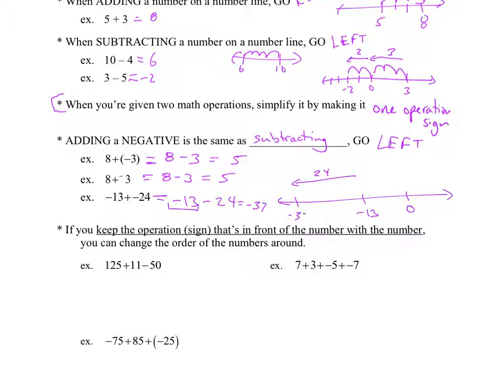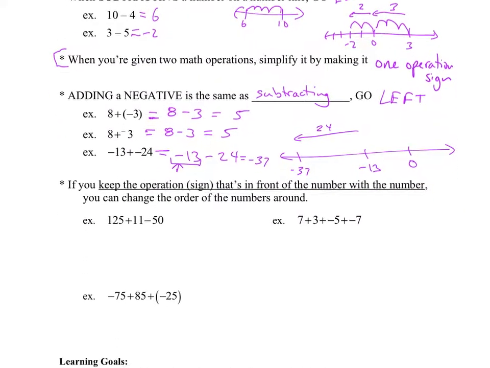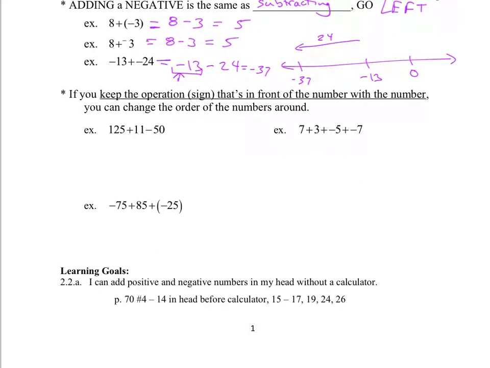So way down there. Some of you might have thought negative 13 minus 24, and you would have started at a positive 13. Well, remember that negative here is with the 13, so you're starting below 0 already. The book talks about something called if you keep the operation that's in front of the number with the number, you can change the order of the numbers around. Sometimes it's easier to reorder math problems so that they're easier to work with.